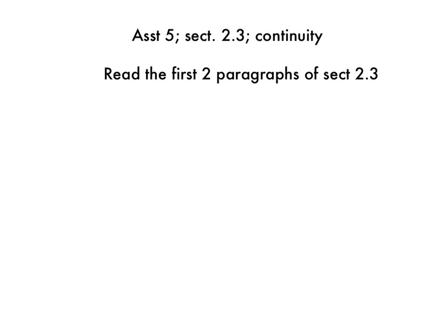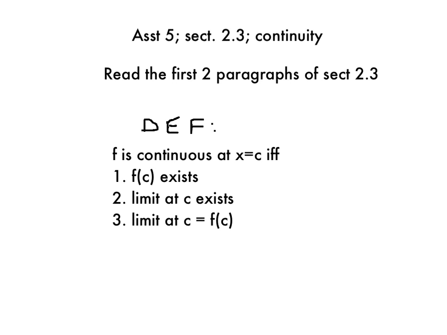Unlike the definition of continuity in the text, I find it's helpful to break this definition down into 3 parts, as you will see below. So f is continuous at x equals c if and only if f of c exists, the limit at x equals c exists, and the limit at c is equal to f of c.